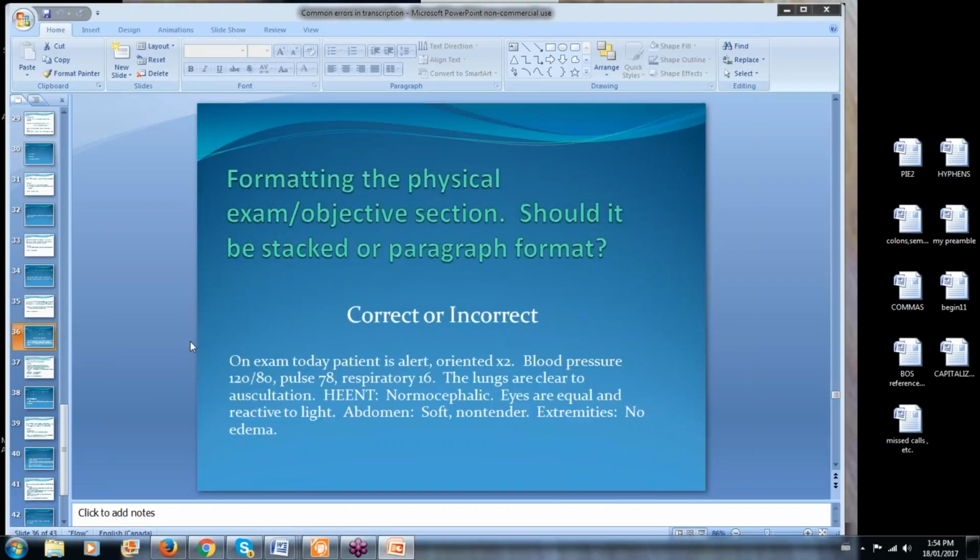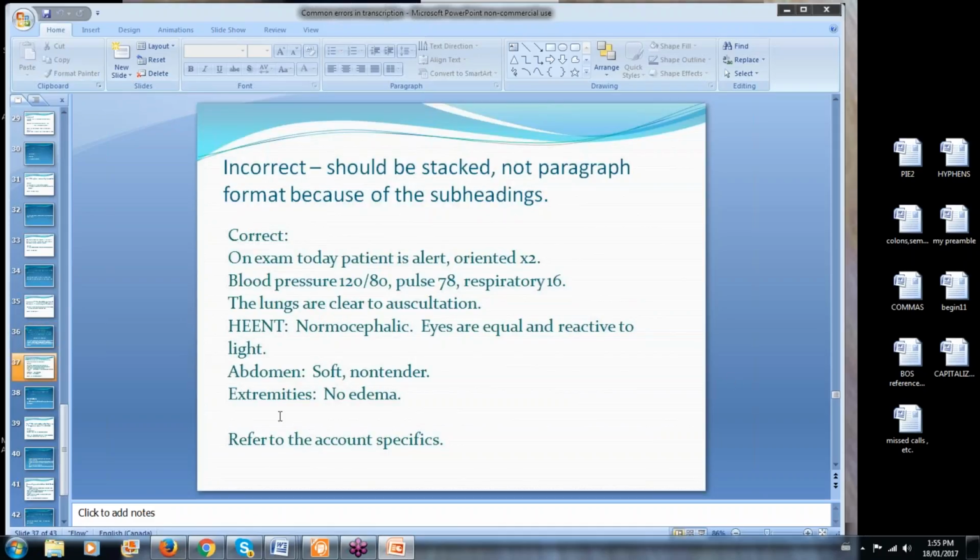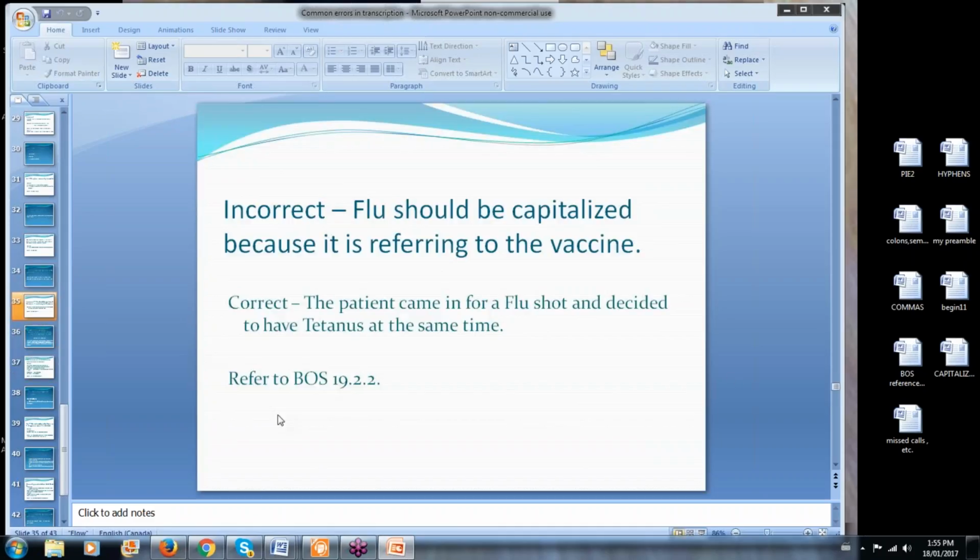Okay. Formatting the physical exam / objective section. Should it be stacked or paragraph format? Correct or incorrect? On exam today, patient is alert oriented ×2, blood pressure 120/80, pulse 78, respiratory. Anyway, it's in a paragraph format, as you can see.